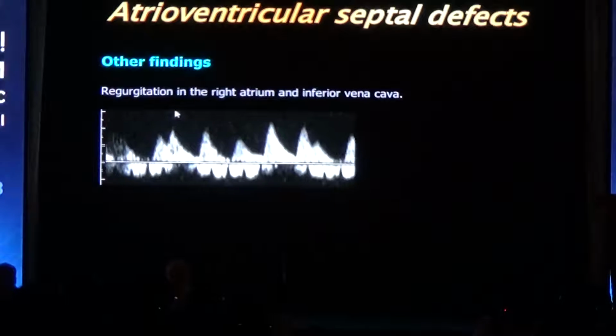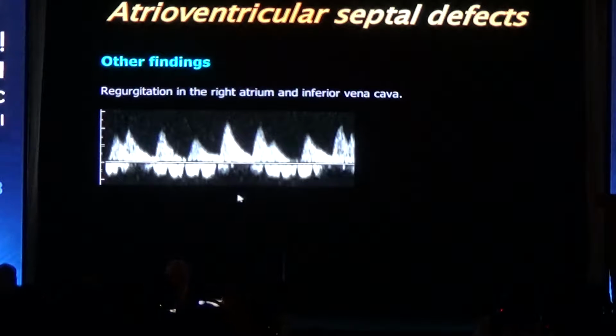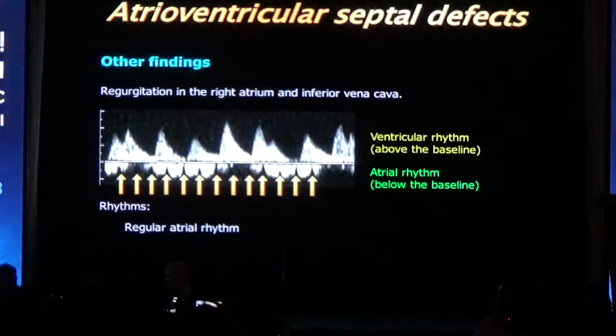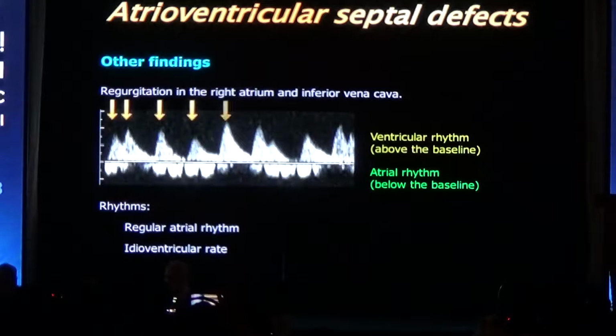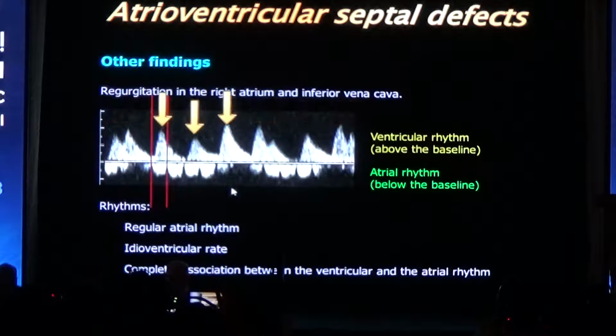Now, sometimes you can make the diagnosis not by even looking at the heart. This is a regurgitation in the right atrium and the inferior vena cava. On this side of the tracing is the ventricular rhythm, on this side you see the atrial rhythm. And you can see clearly that the atrial rhythm is regular, but the ventricular rhythm is very irregular. And more than that, the atrial and the ventricular rhythm are not correlated. There's a complete atrioventricular block between one and the other.